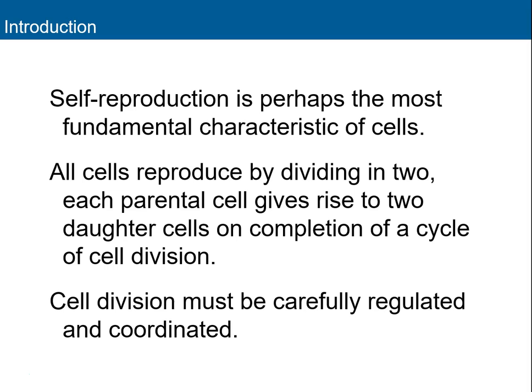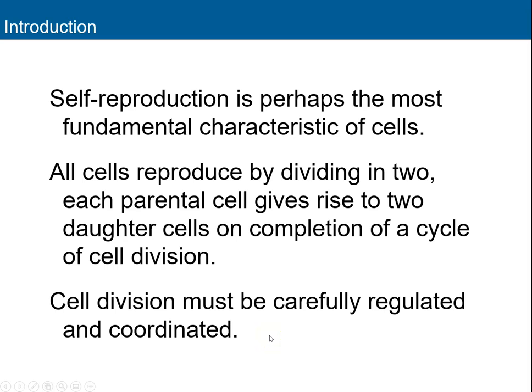All right, so just a little bit of introduction, right? It says self-reproduction is perhaps the most fundamental characteristic of cells, right? So when we think about cell division, we think about mitosis, right? If I say cell proliferation, basically that means cells that are undergoing cell division, right? So we hopefully remember mitosis. All cells reproduce by dividing into two. Each parental cell gives rise to two daughter cells, right? And that basically completes that cycle of cell division.